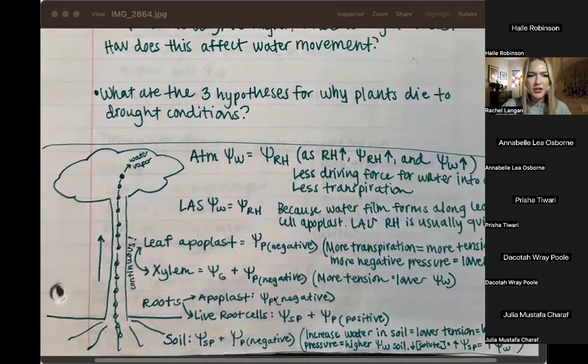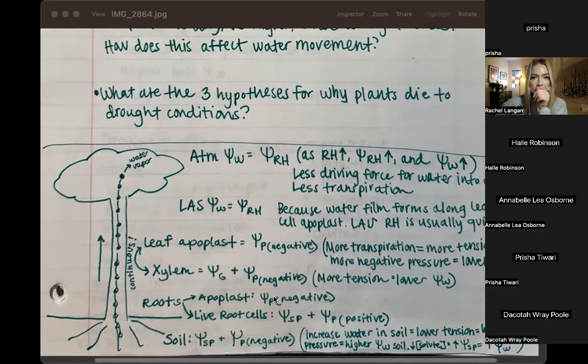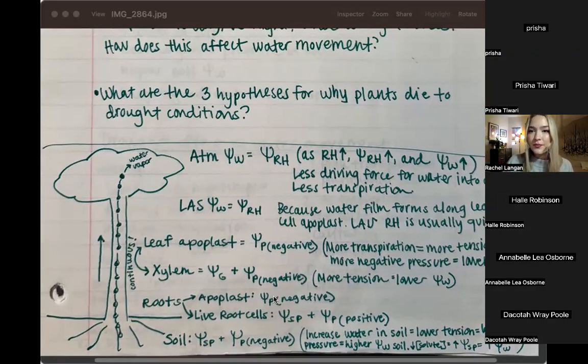Okay, any questions on the basic overview of how water moves through those cells and what parts of the equation are relevant for each section? Yes. Prisha, not with a T.